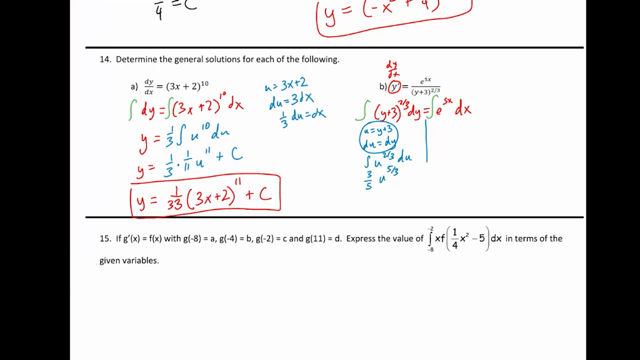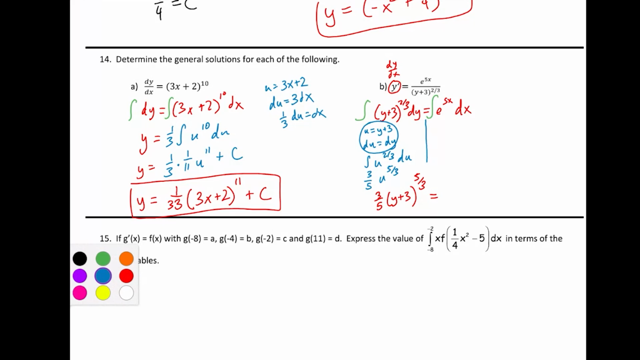Okay, and now I can go back and back substitute to get my equation back in terms of x and y, or in this case, just in terms of y. Since u is y plus 3, we get 3/5 times (y plus 3) to the power of 5/3. Okay, so this is going to equal, and then we'll do the same thing on the right-hand side.